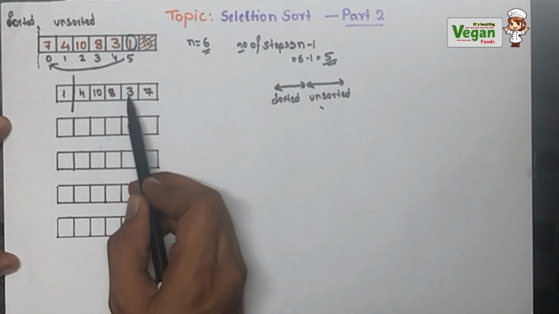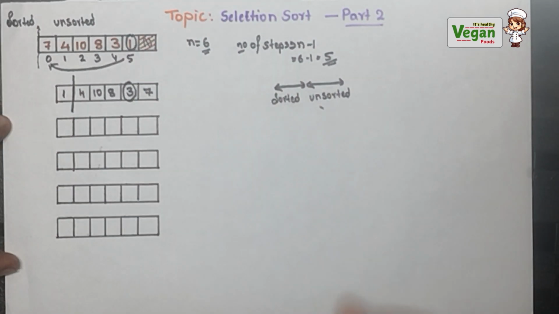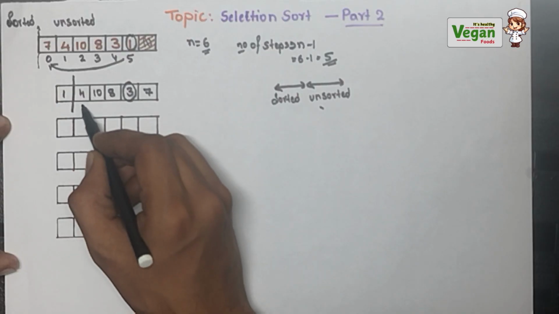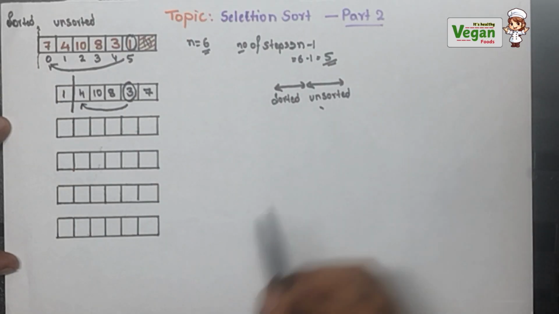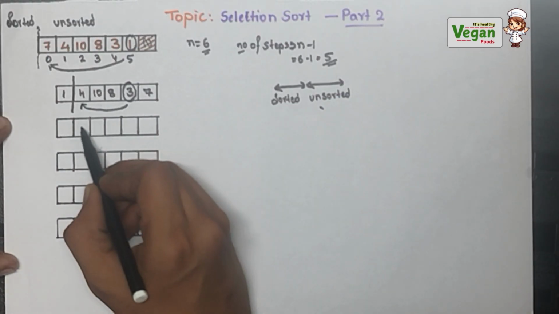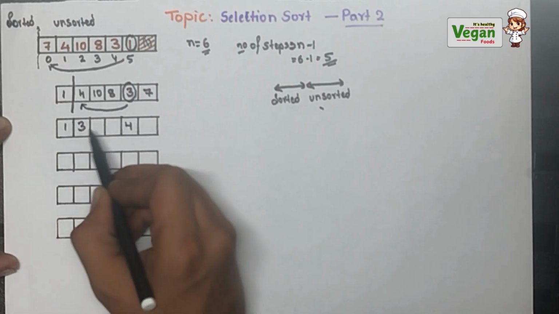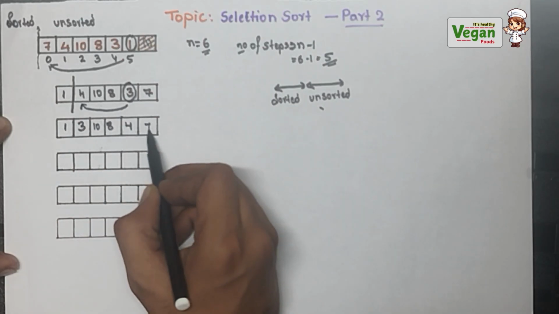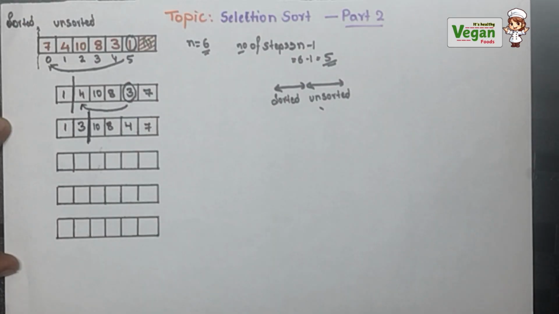In the unsorted elements, which is the smallest number? Now the smallest number is 3. I rounded it up and I will be exchanging or swapping it with the first element of the unsorted group or unsorted subarray. So 3 will be in the place of 4 and 4 will be in the place of 3. All other elements will be the same. Now my sorted sublist has come up to here, up to 3.